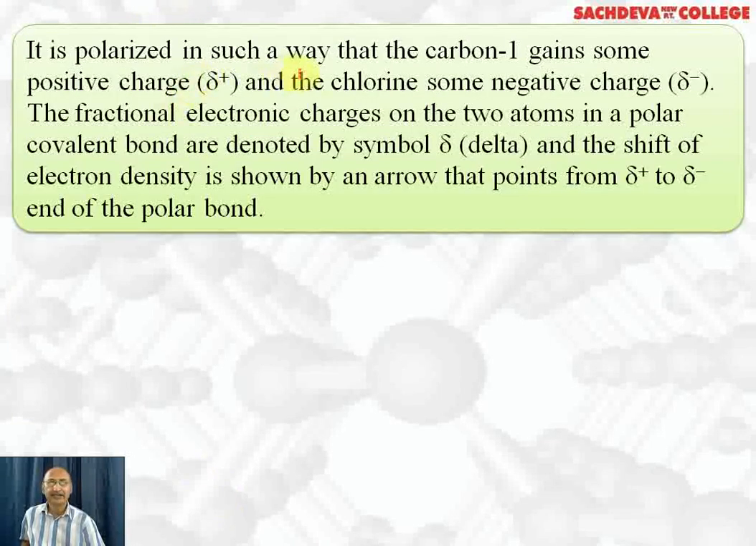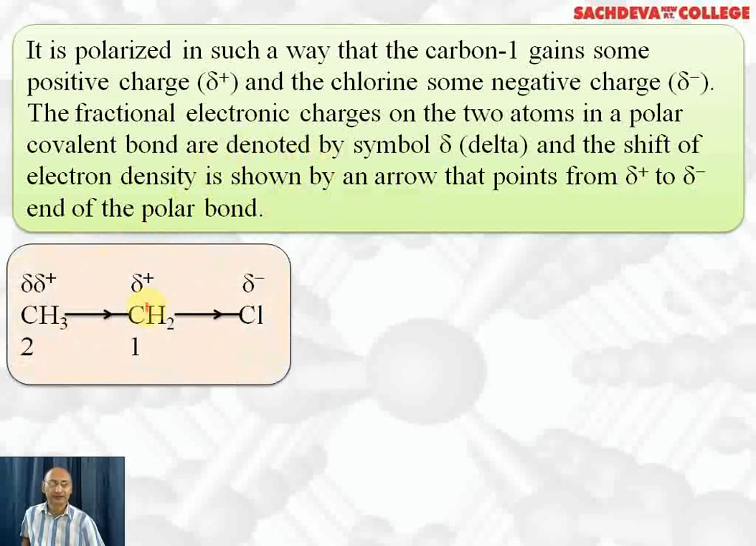It is polarized in such a way that the first carbon gains some positive charge. Why does it gain positive charge? Because the pair of electrons is towards chlorine, because chlorine is more electronegative than carbon. So chlorine acquires some negative charge, and the resultant carbon will acquire slight positive charge. The fractional electronic charges on the two atoms in a polar covalent bond are denoted by the symbol delta, and the shift of electron density is shown by an arrowhead that points from the delta positive to the delta negative end of the polar bond. Let's see here.